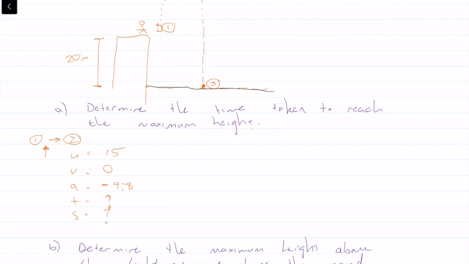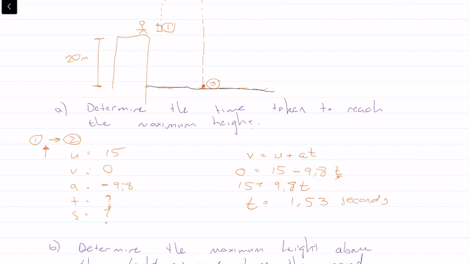Okay, so from my equation list, I'm going to pick the equation v equals u plus at. So v is equal to 0 equals u is 15, acceleration is minus 9,8 times t. The only unknown here is t, so we can solve for t. So I can say 15 equals 9,8 t. So t is equal to, and if I plug that into my calculator, I get 1,53 seconds.